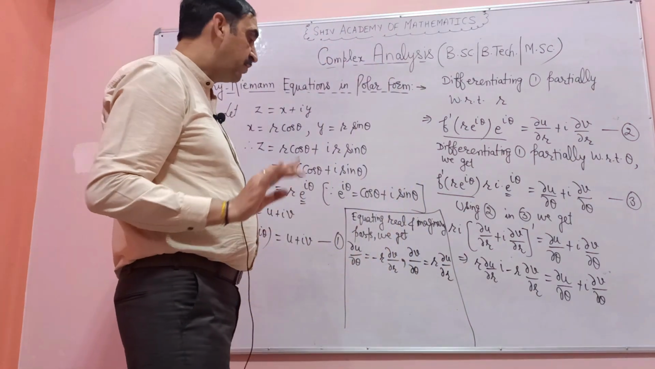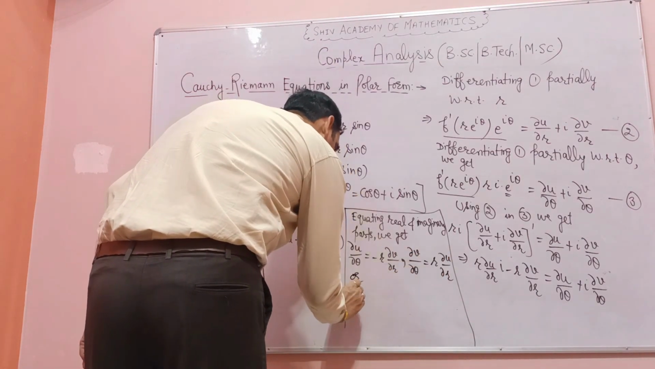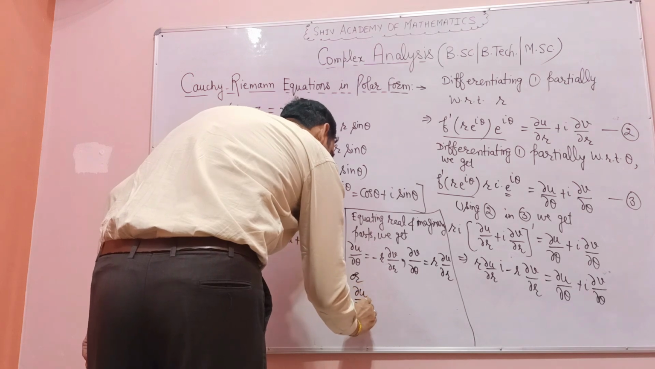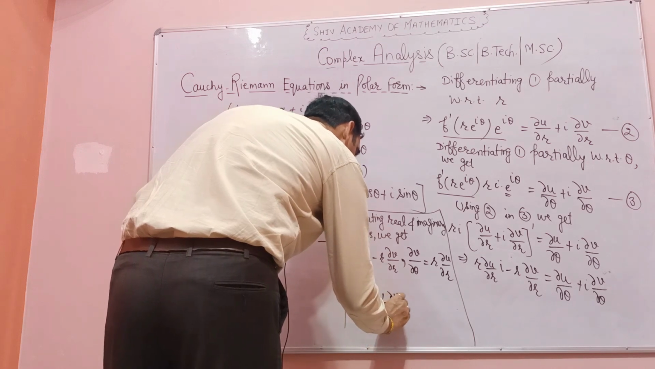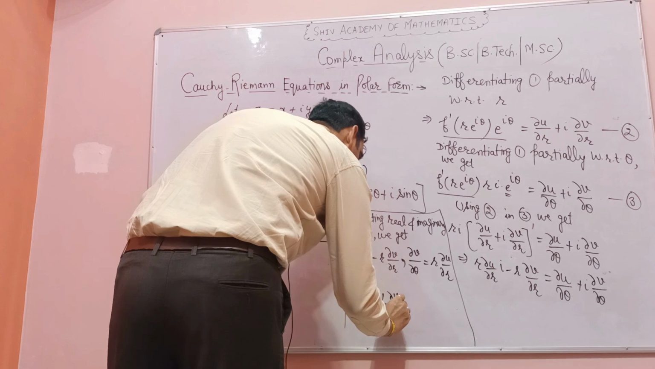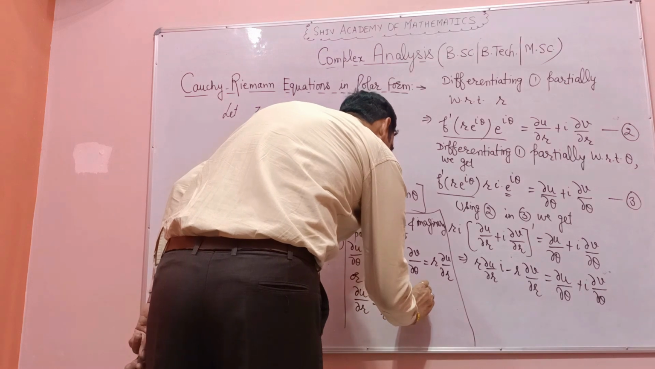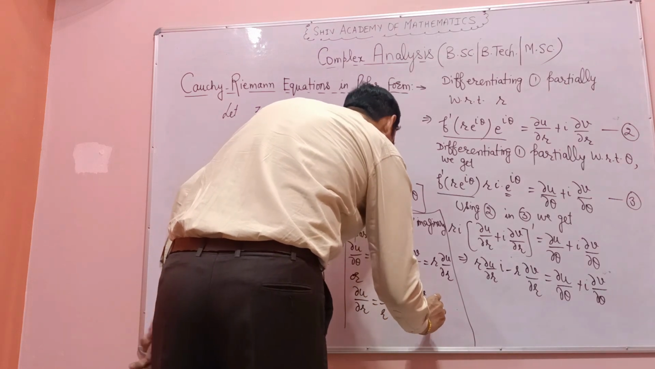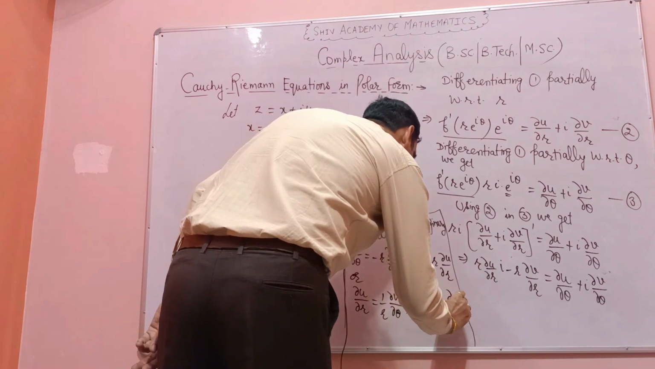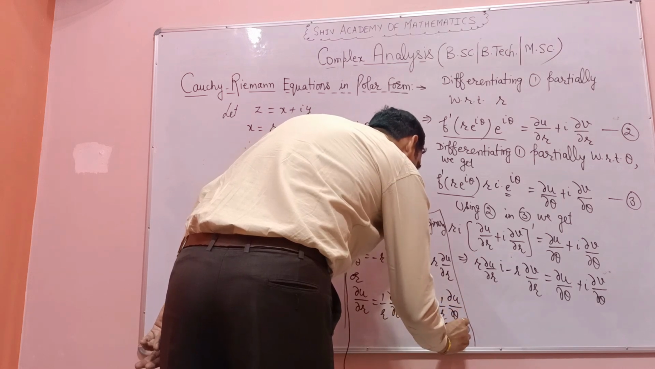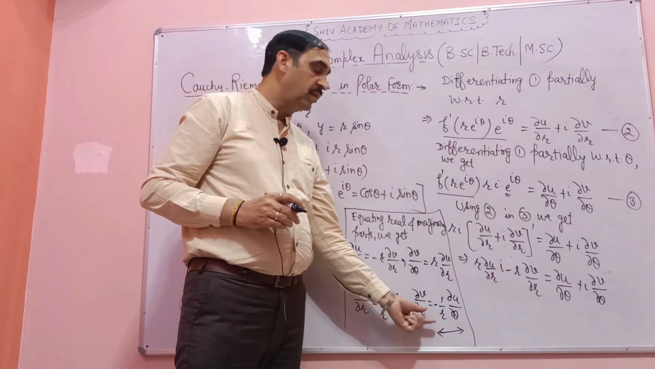So dear students, finally what you can do, you can write it in this form. You write ∂u/∂r is equal to, so we take r to the left side, it is 1 by r ∂v/∂θ, comma, and ∂v/∂r is equal to minus r in the left side, so it is minus 1 by r ∂u/∂θ. So these two equations are CR equations in the polar form.